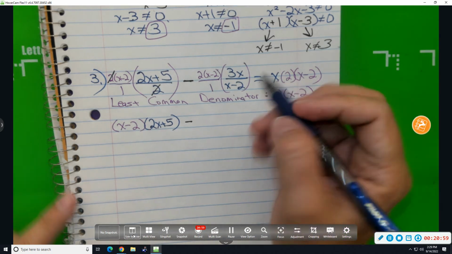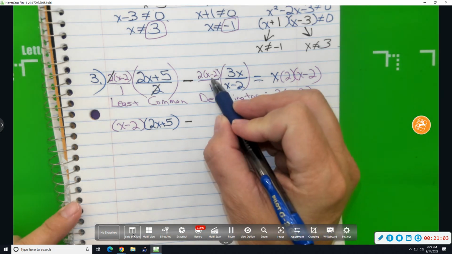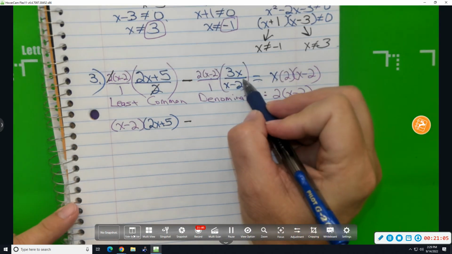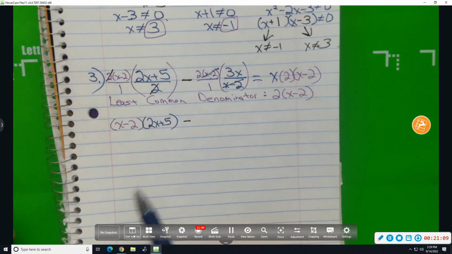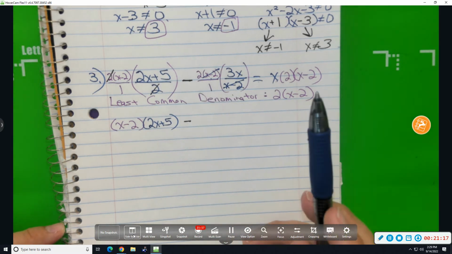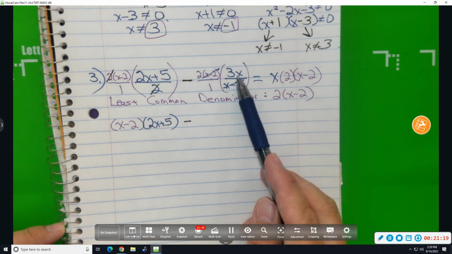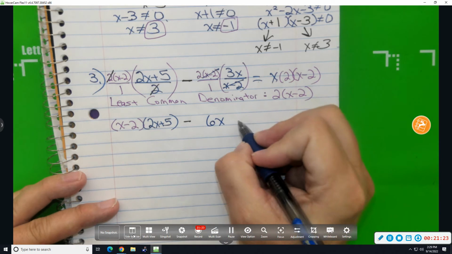Now, we need to cancel the x minus 2. That's where this other x minus 2 comes in. Cancel the x minus 2. Oh, I think we can do this in our head. We have a 2 times what? 2 times 3x gives me 6x equals.